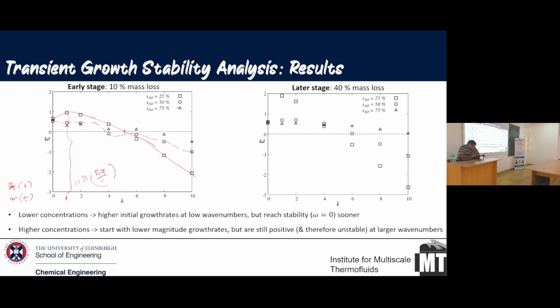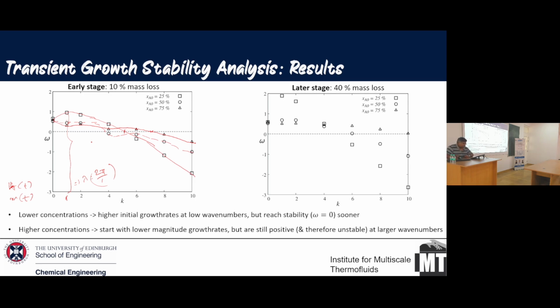If you look at 75%, this is far more interesting. You can see that this goes like that, it goes like that. It's still not crossed the 0 line, and somewhere here it has crossed the 0 line. So you can clearly see that concentration has a completely non-monotonic effect. You can't just say that 50% is more stable so 75% will be too. No, we can't say anything like that.